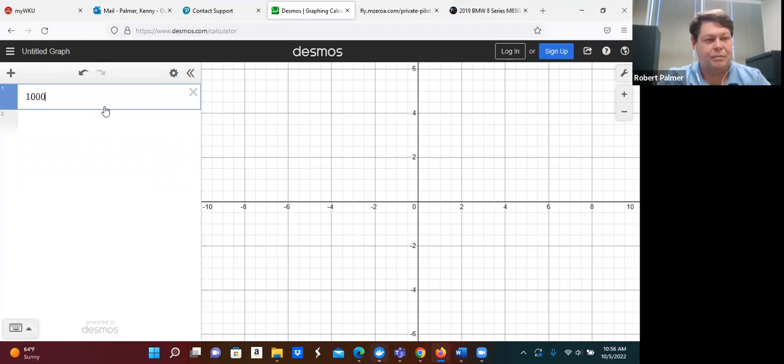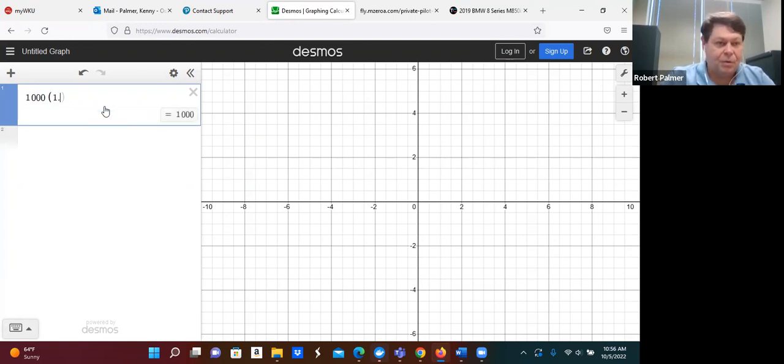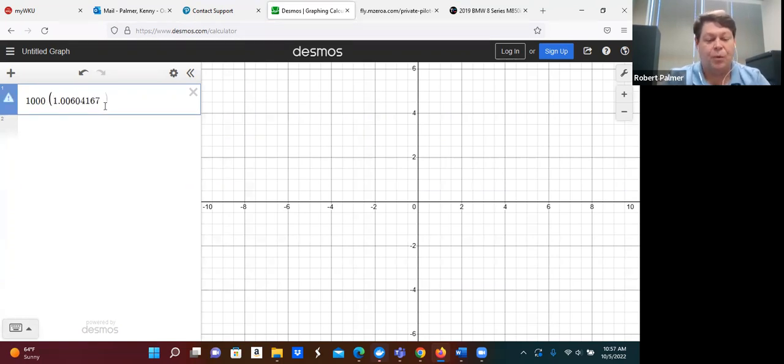So we have 1,000 for the payment. Then I'm going to combine those. So 1 plus i is going to be 1.00604167. Okay. Now that's going to be raised to 180. Then that's minus 1.